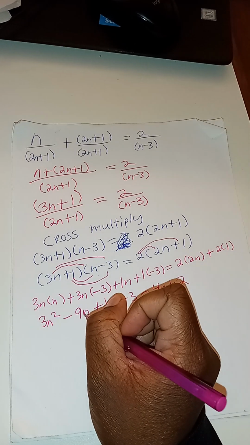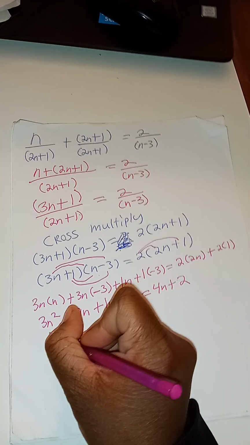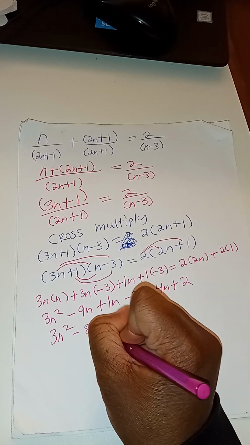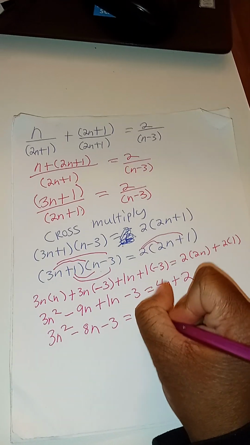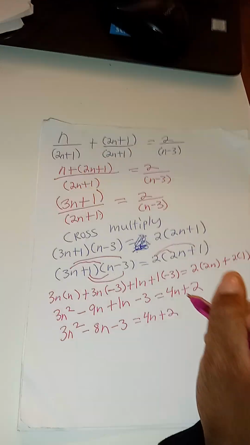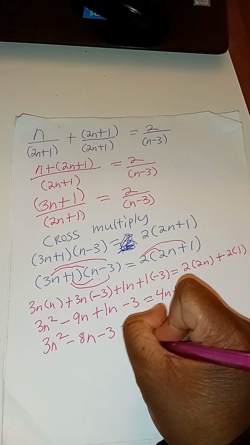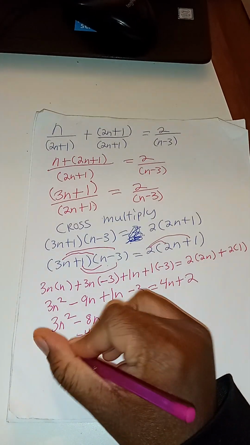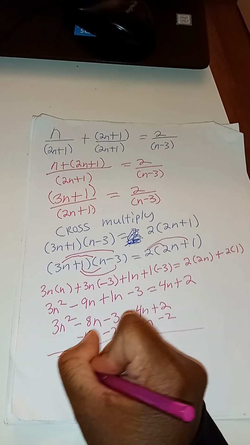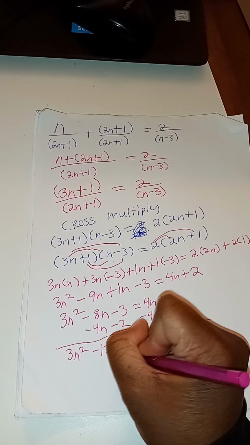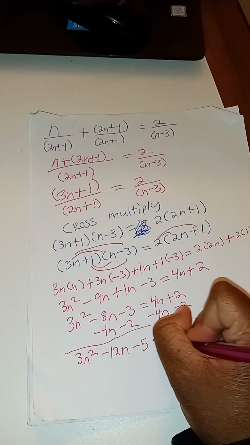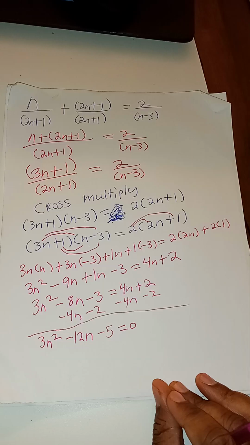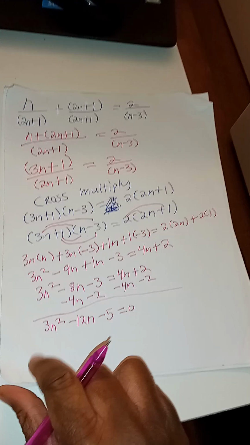So we have minus 9n plus 1n on the left-hand side of the equation. That's going to break down to minus 8n. So 3n squared minus 8n minus 3 is equal to 4n plus 2. And let's set this equation equal to 0. So we're going to subtract 4n from both sides and subtract 2 from both sides. So this is going to yield 3n squared minus 12n minus 5 is equal to 0. Let's have this marinate for a second, and then we will introduce the quadratic formula.